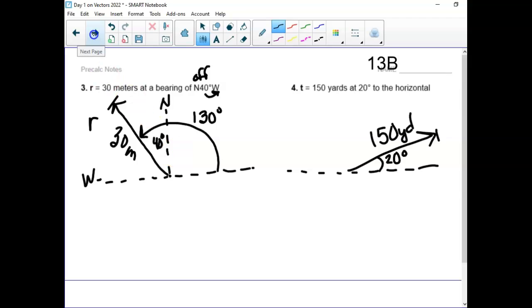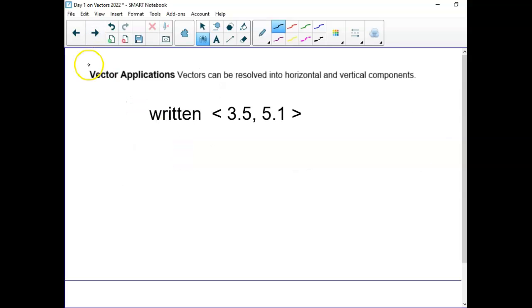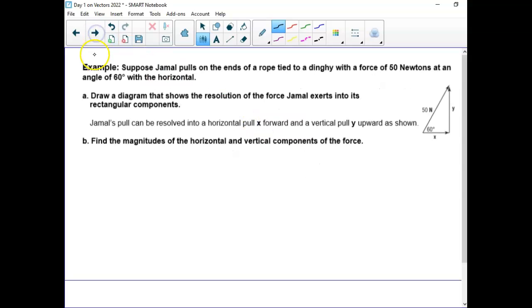What we want to know about them eventually is their components, okay? Vectors can be resolved into horizontal and vertical components, and we're going to use this word components to help us remember that we're going to use these funny little vector parentheses, okay? What we want to do is find the x and y components. So we have an example that says Jamel pulls on the end of a rope tied to a dinghy with a force of 50 newtons at an angle of 60 degrees with a horizontal.